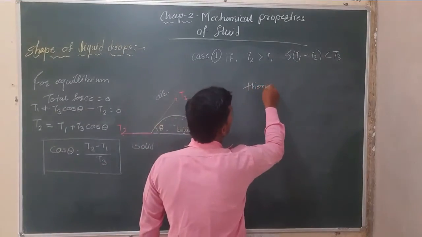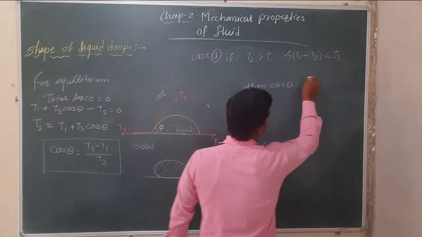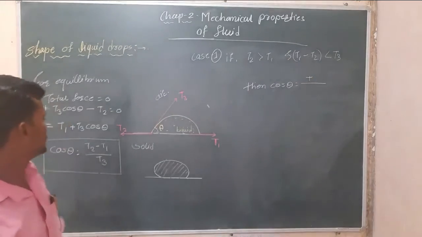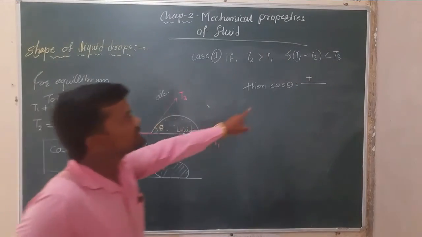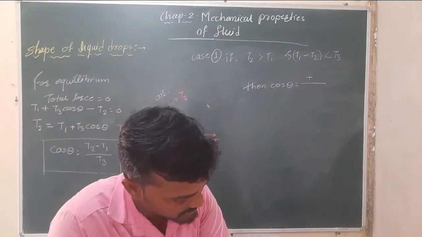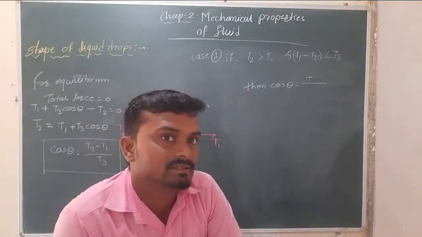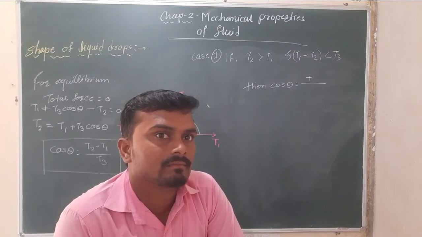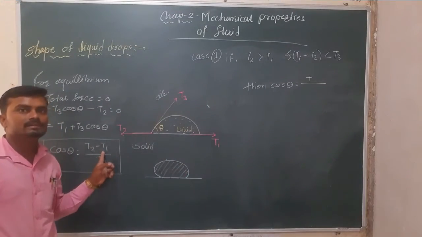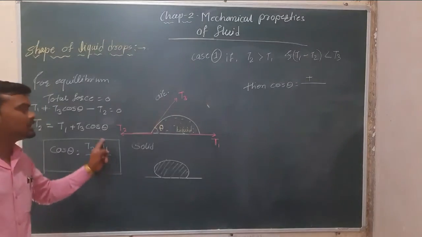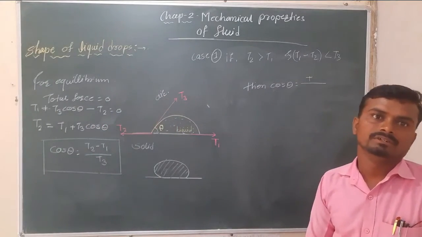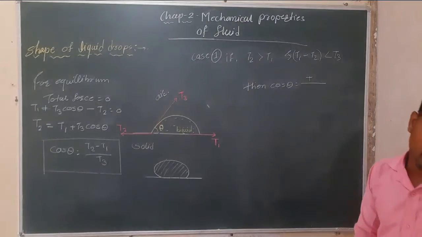Then cos theta is equal to a positive numerator over T3. Also, T2 minus T1 is less than T3. That means this total term must be less than 1.